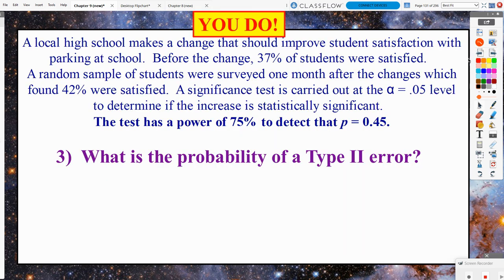Hold up. Now, you are being asked to figure out what is the probability of committing a type 2 error. And I want you to remember there was a special relationship between the power probability and the type 2 error probability. So that is for you to do.